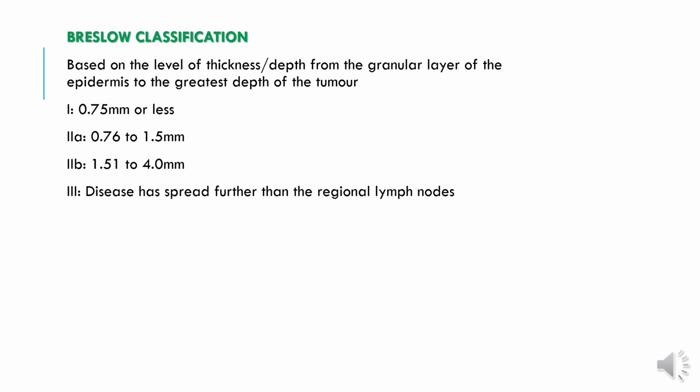So 0.75 millimeters or less is 1. 2A is 0.75 to 1.5 millimeters. So when you measure, you get this. 2B is 1.51 to 4 millimeters. Then 3 is when the disease has spread beyond the regional lymph nodes.